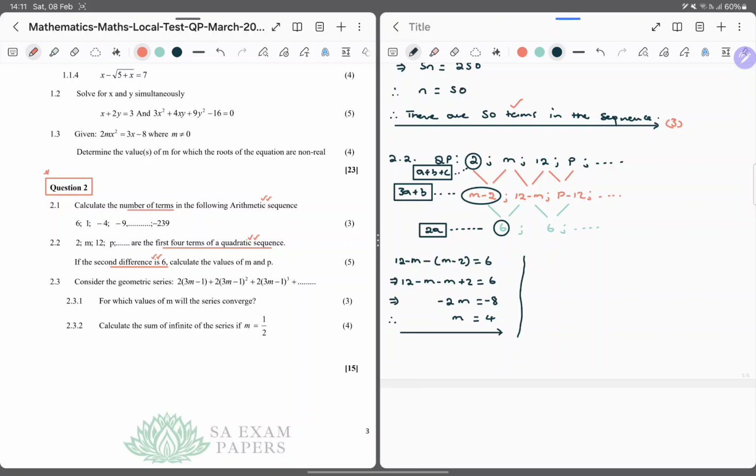Now let's do the next one right here to save our space. My lines like to slant, guys, like seriously. Anyway, we also know that essentially p minus 12 minus into 12 minus m should also be equal to 6.